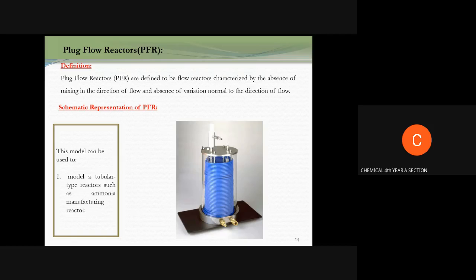Okay, this is the plug flow reactor, which is the semi-batch reactor. Plug flow reactors are defined as reactors characterized by the absence of mixing in the direction of flow and absence of variations normal to the direction of flow. This is the plug flow reactor diagram. This model can be used to model tubular type reactors, such as the ammonia manufacturing reactor.